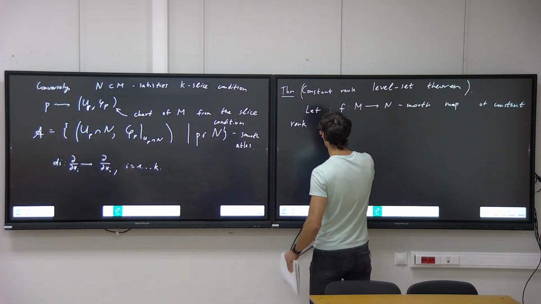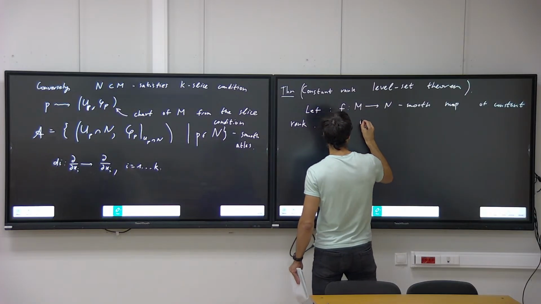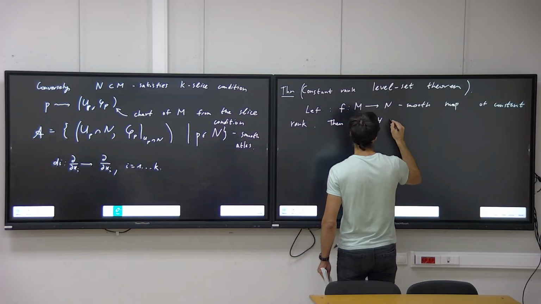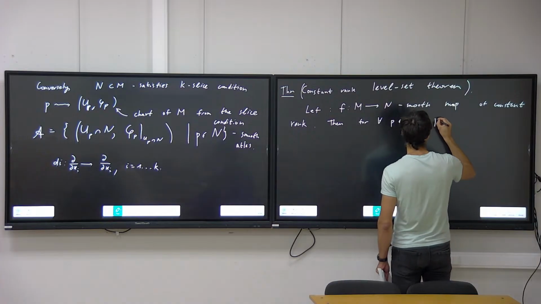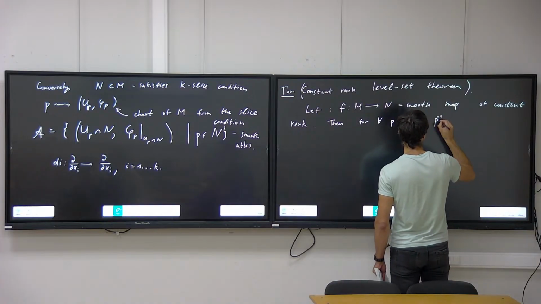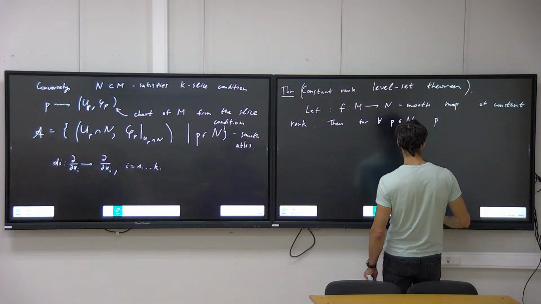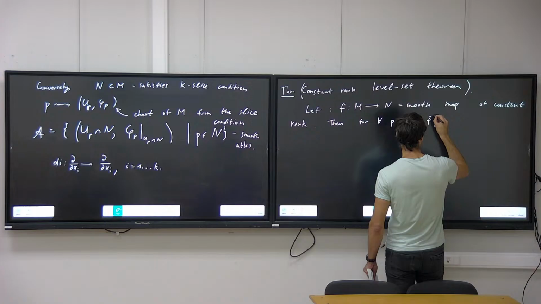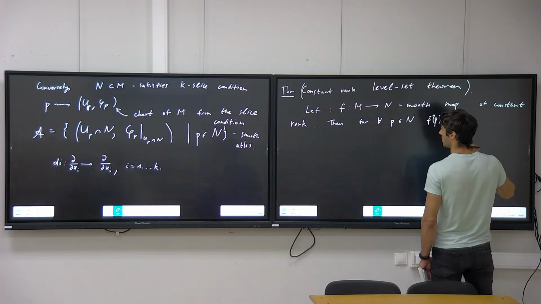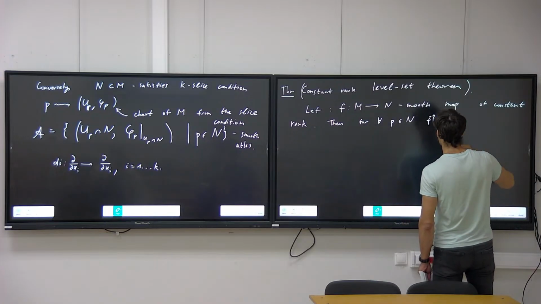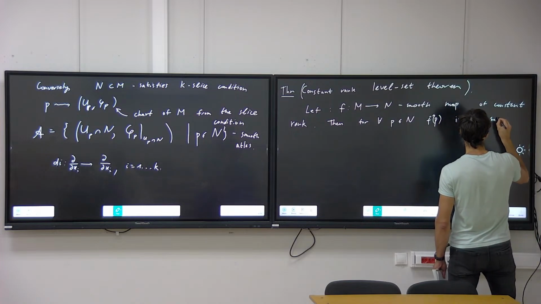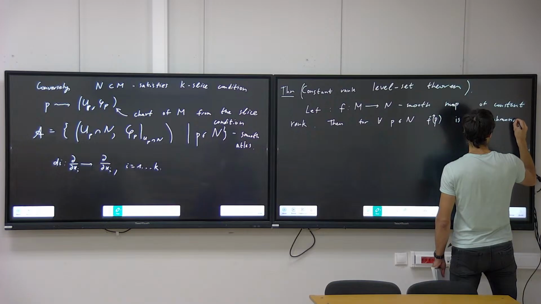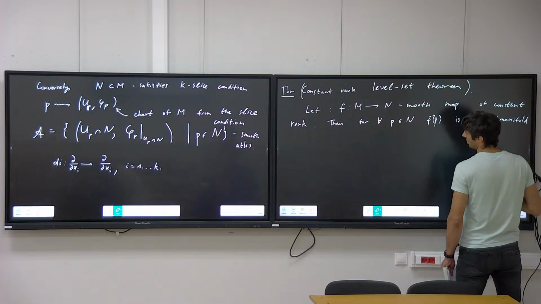Then for any p from N, F inverse of p is a submanifold of M.